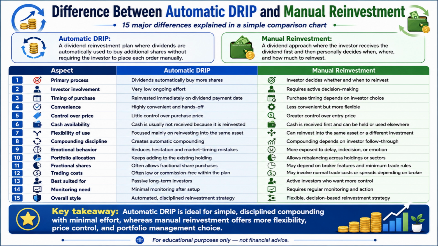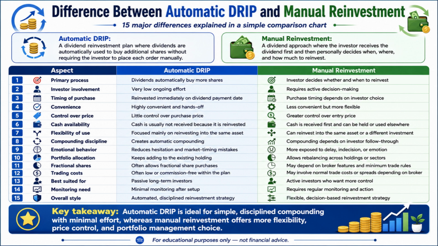Number 2. Automatic DRIP requires very little ongoing effort from the investor, whereas manual reinvestment requires active decision-making and regular involvement. Number 3. Automatic DRIP usually reinvests dividends immediately on the dividend payment date, whereas manual reinvestment happens only when the investor chooses to place the order.